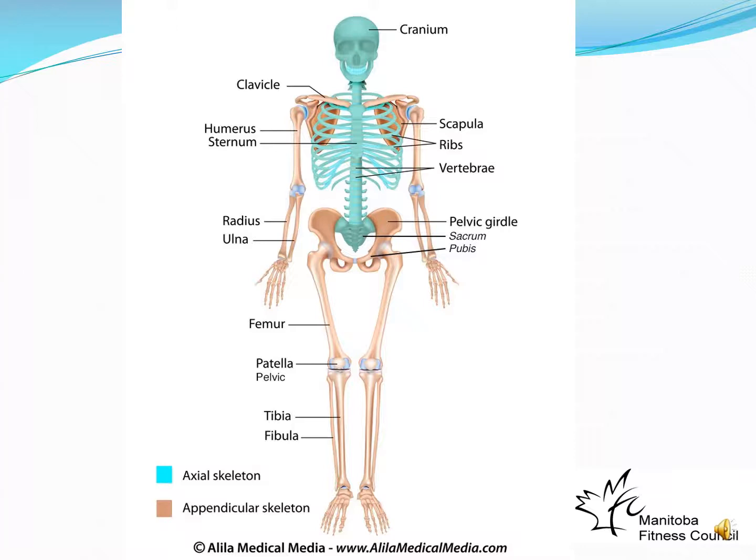So again, the bone that is more medial, it's on the inside, it's closest to your body when the palms of your hands are facing forward. That is your ulna. Your radius is lateral, so it's more away from the body. That radius will go down and it is on the same side as your thumb.